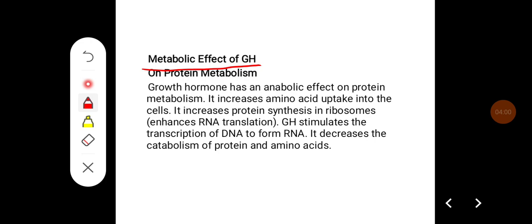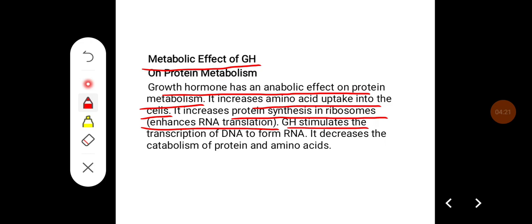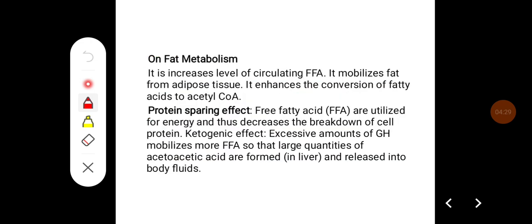Metabolic effects of growth hormone. On protein metabolism, growth hormone has an anabolic effect. It increases amino acid uptake into the cells. It increases protein synthesis in ribosomes, which enhances RNA translation. And growth hormone stimulates the transcription of DNA to form RNA. It decreases the catabolism of protein and amino acids.